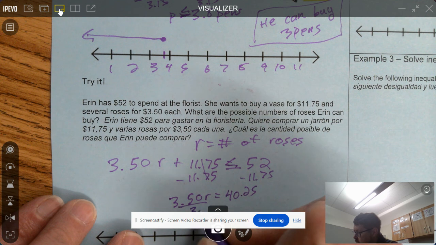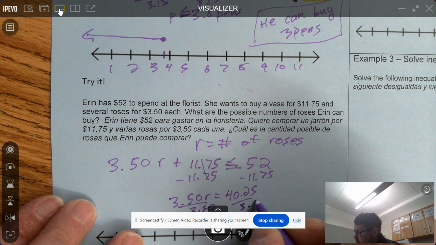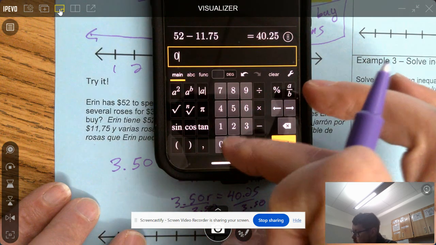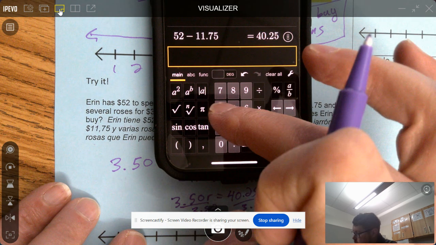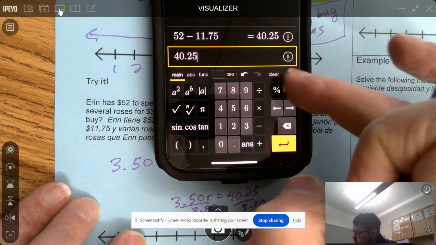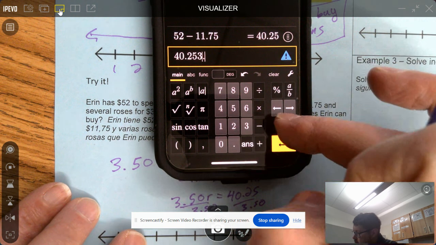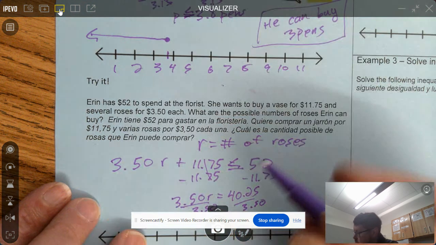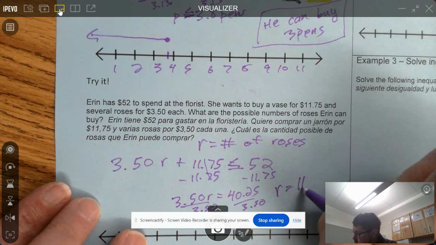And we're going to divide by 350. You can take 3.5 as well. It's the same thing. So we take that 40.25. Oops, clear that. 40.25. And we're going to divide by 3 if I could actually type here. And we get to 11.50. So we're roses 11.50.